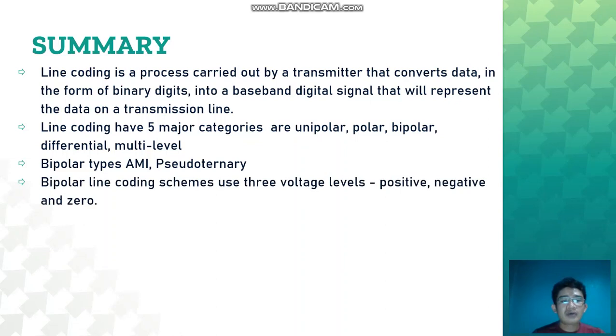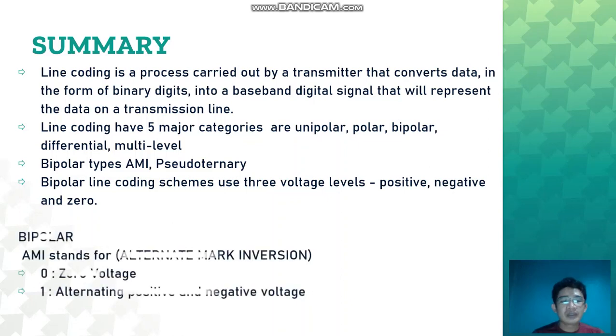Bipolar line coding schemes have three voltage levels: positive, negative, and zero. We will always take note that AMI stands for alternate mark inversion. 0 is for zero voltage, and 1 is the alternating positive and negative voltage.